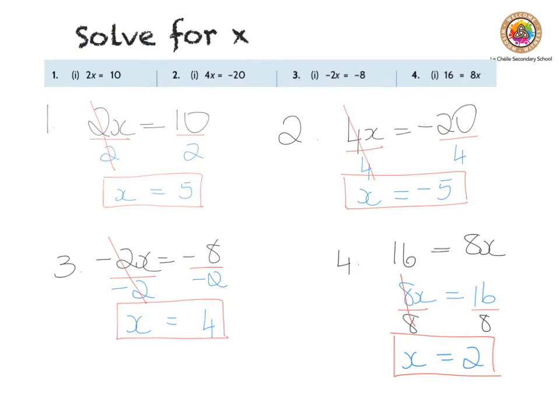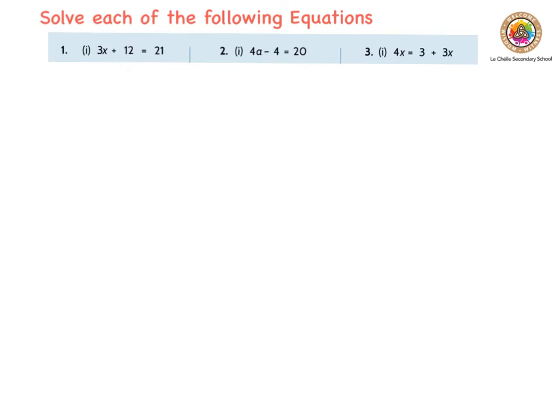Okay, and so in this question, we're asked to solve each of the following equations. And again, we know that an equation is anything that has an equal sign in it. Okay, so we're going to look at the first one. So it says 3x plus 12 is equal to 21.